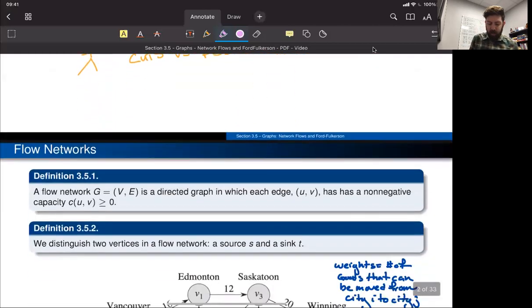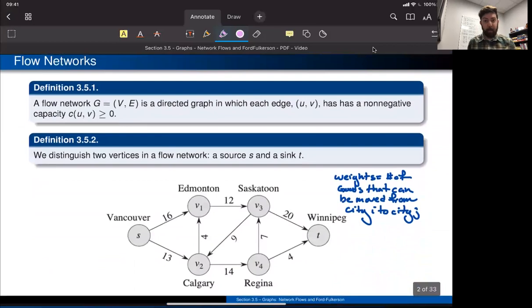Let's go ahead and chat about what this looks like from a picture point of view. Down below, I have a nice little flow network. Here, it's 6 of your favorite Canadian cities, or maybe 6 Canadian cities that you now know the names of.